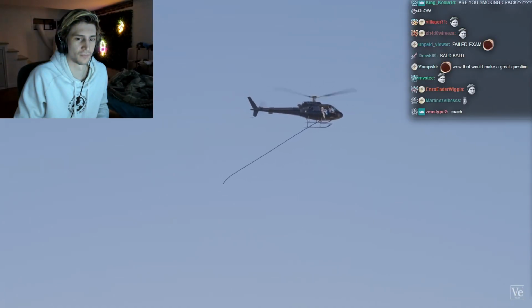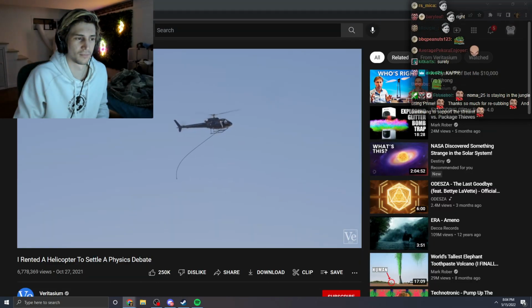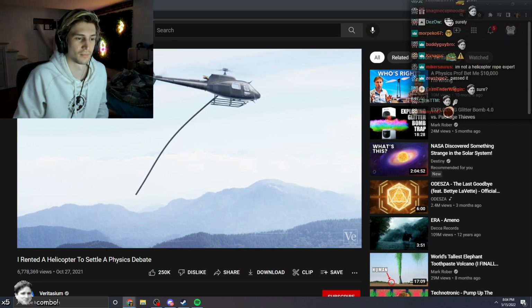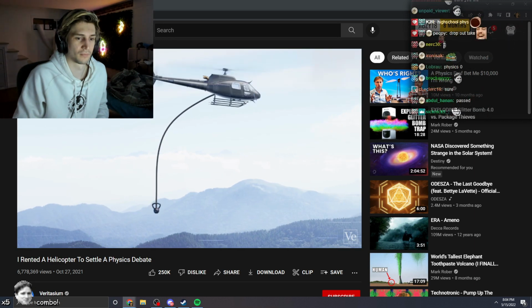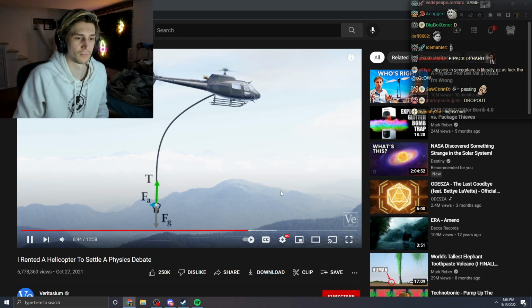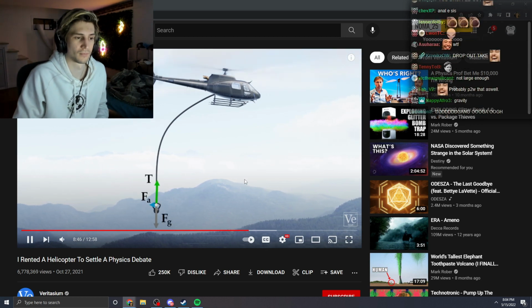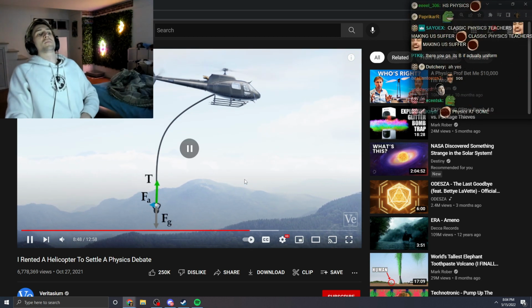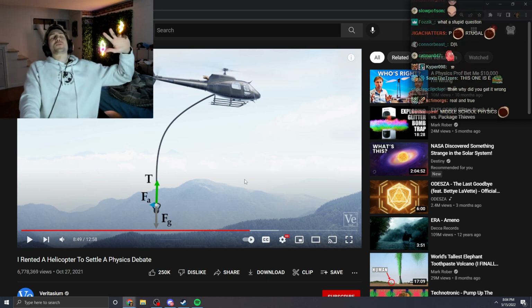To understand why the rope makes this shape, we can use the same analysis as before. But now we need to add a large weight to the end of the rope. And this means at the bottom, the tension needs to be almost vertical to support the weight.